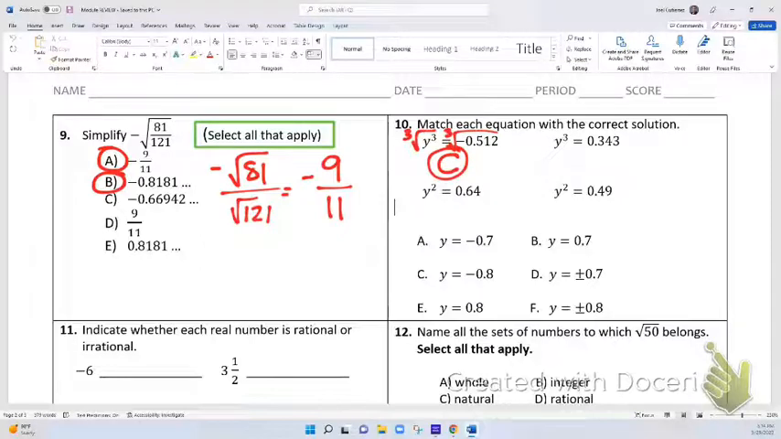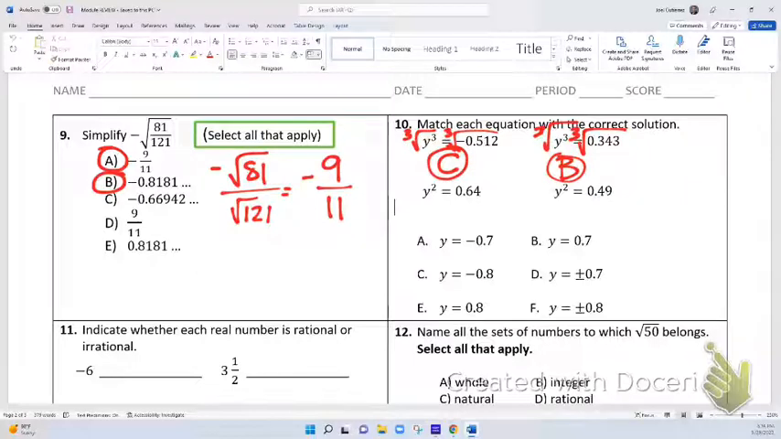Same thing for the second one, or the one on the right, I should say. You're going to do the cube root. Whatever you do to one side, you must do to the other side. So the cube root of this one is going to end up being y equals 0.7, which ends up being letter B, so I'll put B here. And again, all we're doing is just typing it into the calculator.